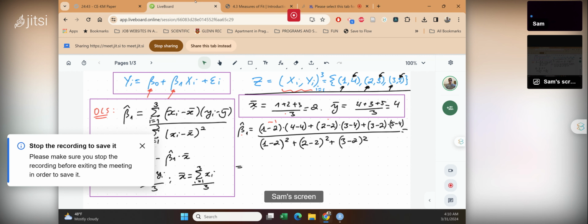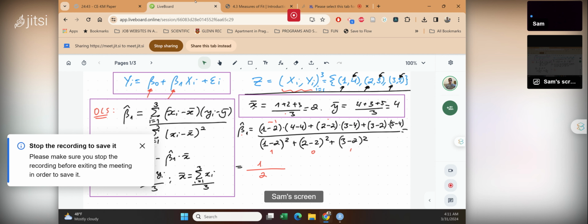Here we get positive 1 times positive 1. So this is 1 over. And in the denominator, here you get 1, 0, 1. So as a result, we get 2. So beta 1 hat, the estimate of the true beta 1, is actually equal to 0.5.